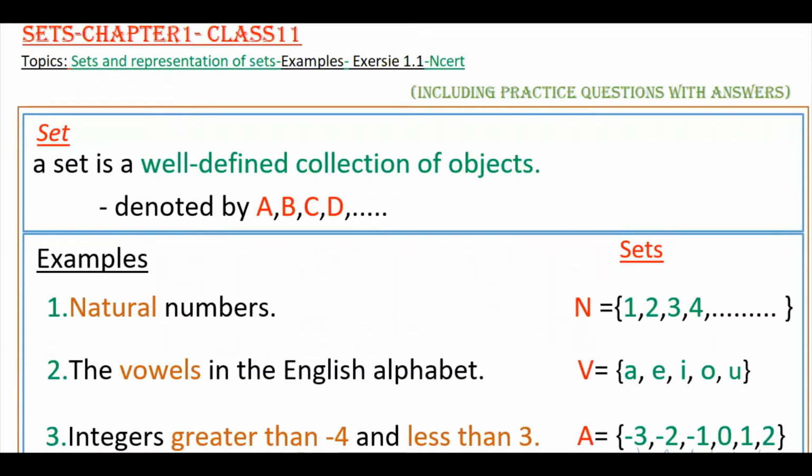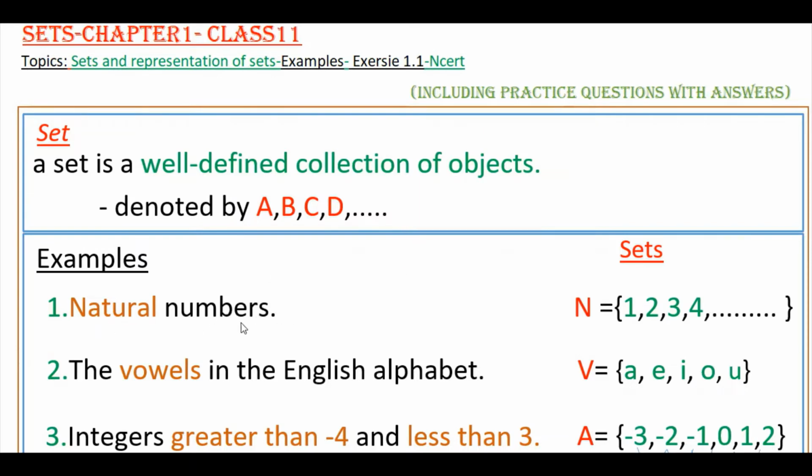Hello everyone. Today I am going to tell about sets and their representation and examples and the solutions of exercise 1.1 from NCERT Class 11. Now I am going to tell what is a set. A set is a well-defined collection of objects and it is denoted by the capital letters A, B, C, D, etc. If you see the examples, then you will easily understand.